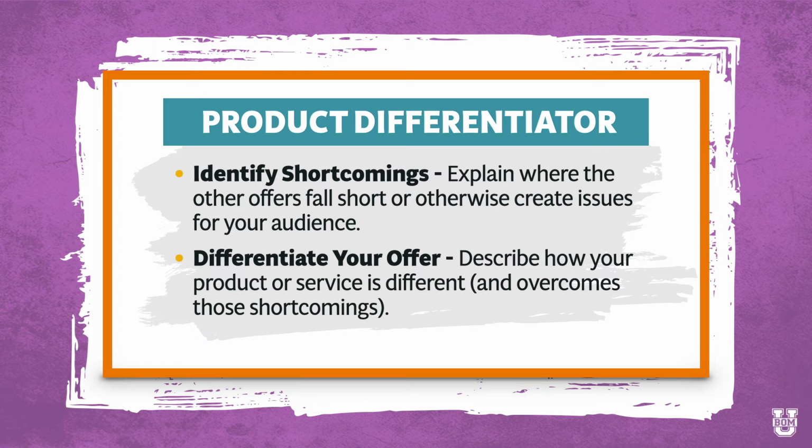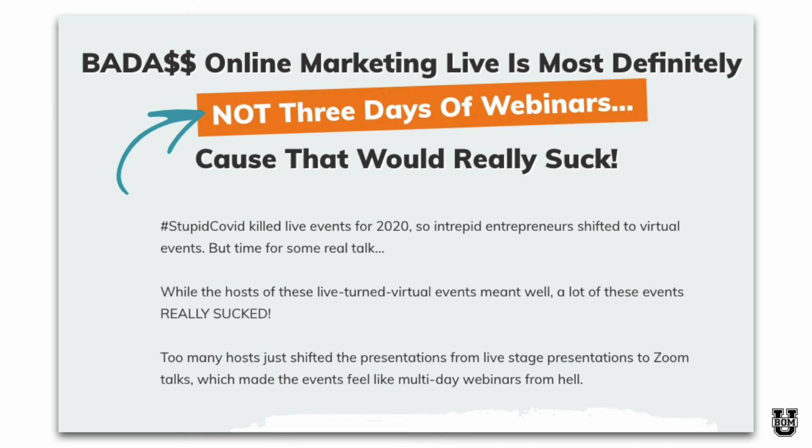And when we talked to our audience, when we talked to a lot of people, it was not good. They didn't like it because it felt like they were just sitting there watching 3 days of webinars because there wasn't anything else. So we called that out. We said Badass Online Marketing Live is most definitely not 3 days of webinars, because that would really suck. We talk about it. Look, everybody's having to go virtual. The mistake they made is they just took their live presentations to Zoom, and that doesn't work. So we were identifying this as the problem.